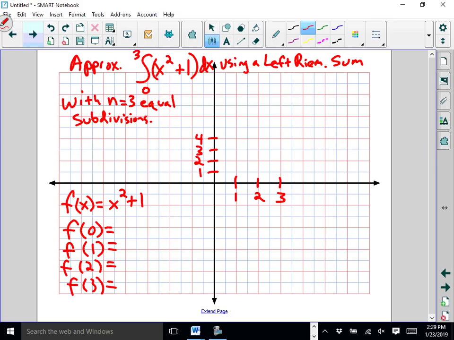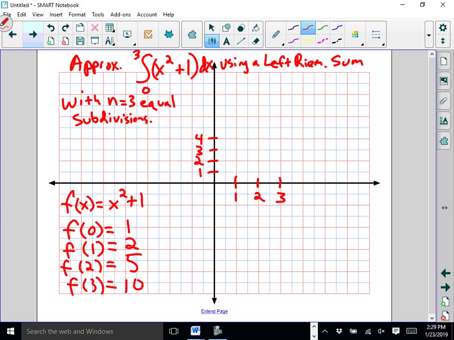Okay, so f of 0, when I plug in 0 for x, I get 0 squared plus 1, which is 1. F of 1 is 1 squared plus 1, which is 2. F of 2 would be 5. And f of 3 would be 10. Okay, so those are the points on my graph: (0, 1), (1, 2), (2, 5), and (3, 10). So I'm going to go ahead and plot all those points.